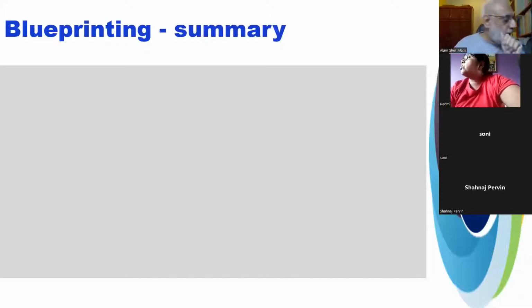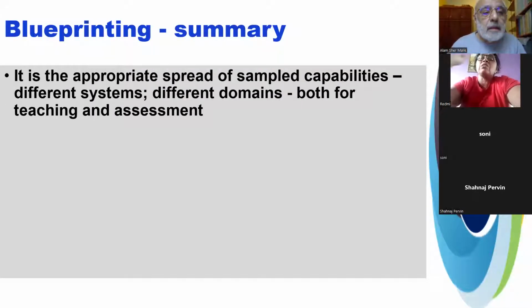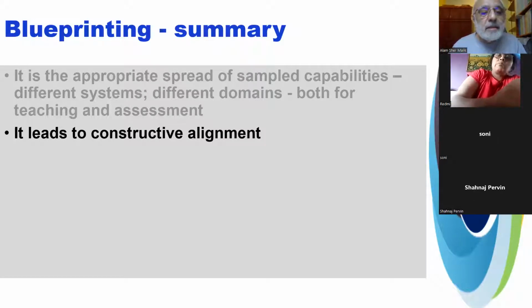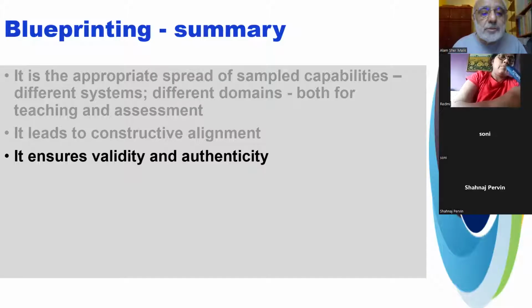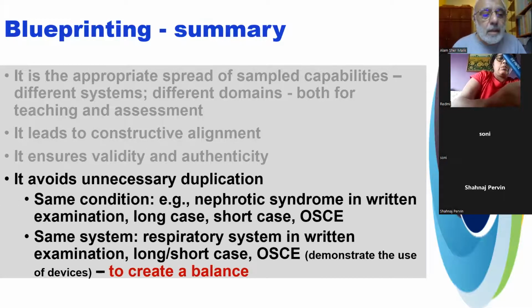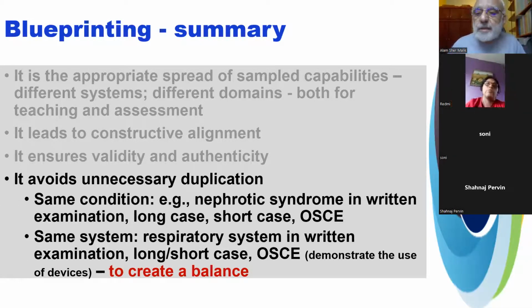So in summary, blueprinting is the appropriate spread of sampled capabilities involving different systems, different domains, both for teaching and assessment. It leads to constructive alignment. It ensures validity and authenticity, and it avoids unnecessary duplication.